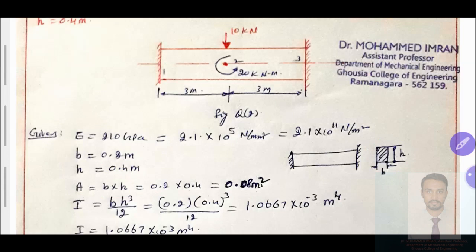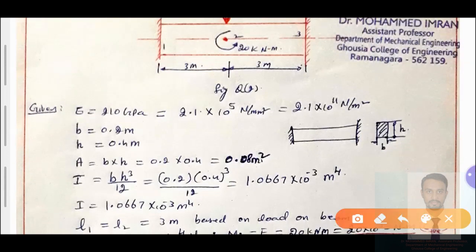Similarly, we want to find out the elemental stiffness matrix, so the moment of inertia with respect to this cross sectional area. I is equal to BH cube by 12, where B is equal to 0.2 and H is equal to 0.4 cube.